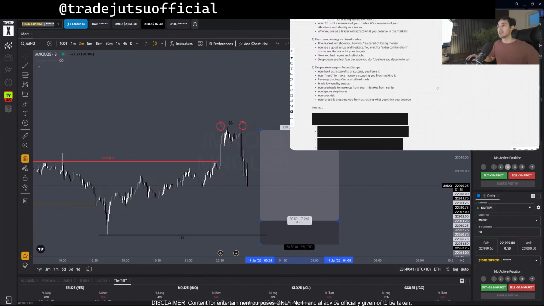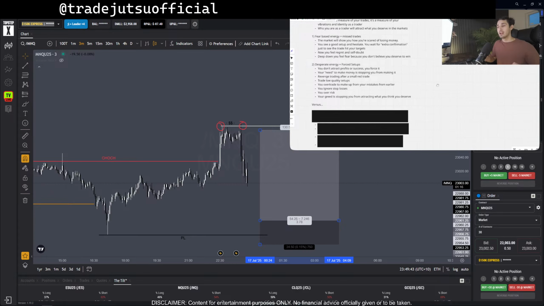And this has a lot to do with greed. Your strong desire to make money causes you to force the process, right? And this could play out through revenge trading. This could play out through trading really low quality setups. It could play out through overtrading to make up for mistakes from earlier, ignoring your stop losses, over-risking, right? And your own greed is stopping you from attracting what you think and what you know you deserve, right? You're forcing the process. You're not letting it just come to you, right? You're not attracting that positive energy. You're not attracting those winning trades and those advantageous opportunities. You're forcing it because you're desperate or you're fearful, right?